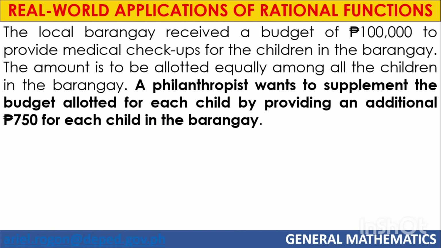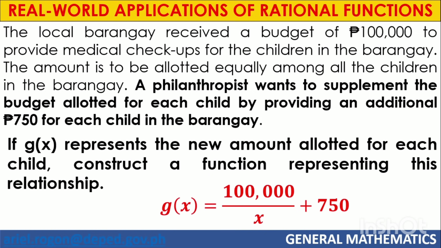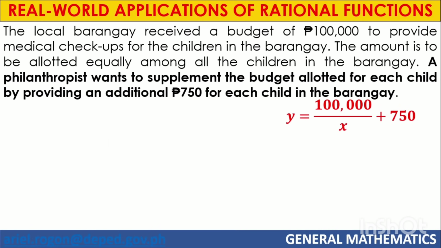So, balikan natin yung table kanina. So, yan yung magiging function natin, no? So, hindi nyo ilalagay yung 750 dito sa 100,000. Bakit? Ibig sabihin, yung allotted amount nila, dagdag pa yung 750. Yun ang makukuha ng bata. So, ito yung function nila. Bagong function natin. So, balikan natin yung table kanina.